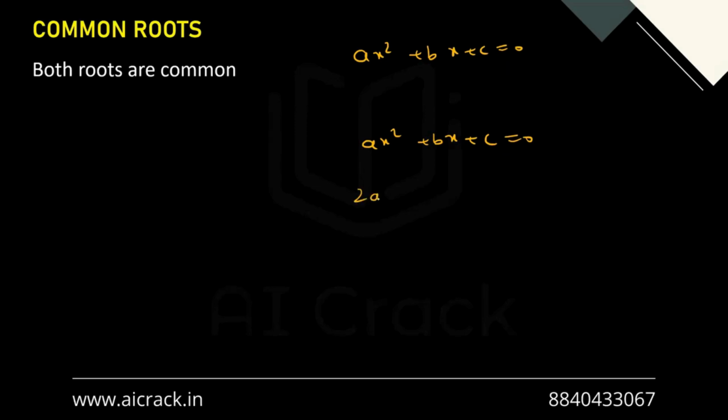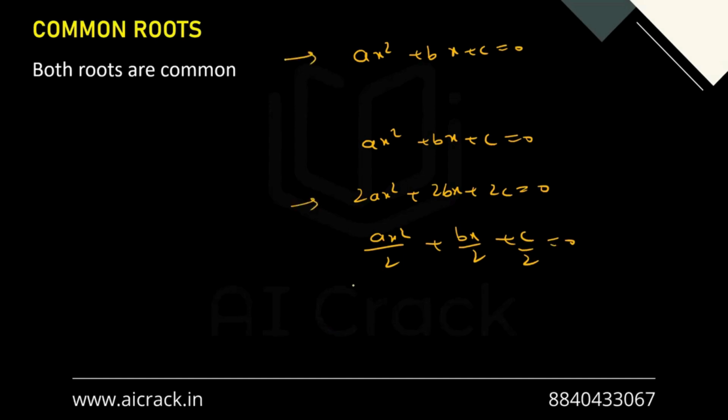So it can be either 2ax square plus 2bx plus 2c equals to 0, or it can be ax square by 2 plus bx by 2 plus c by 2 equals to 0. Either way it's possible. Okay, and now the real question is, can we find out any relation between this and this equation? Yes, we can do that. So if we write down the ratio of the coefficient of x square, that would be a upon 2a, right? If I write down the ratio of the coefficient of x, that would be b upon 2b. If I write down the ratio of the constant terms, that would be c by 2c.